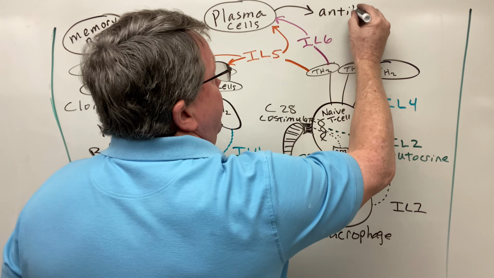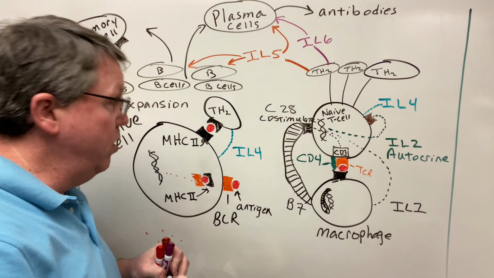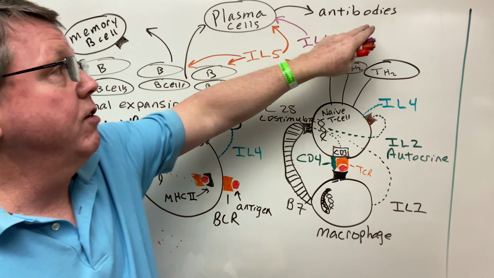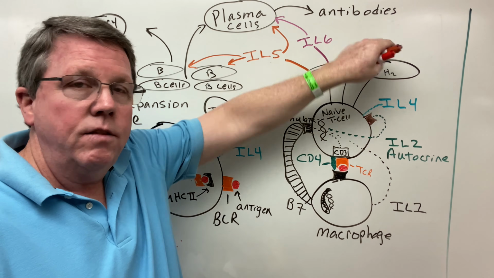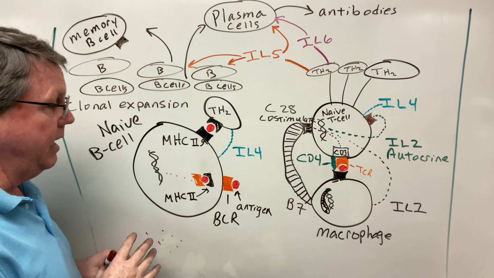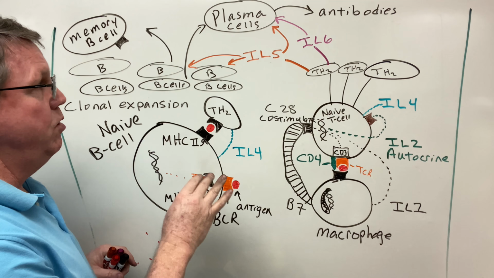And like we said before, what happens is in adaptive immunity, or in humoral immunity, we make antibodies, and then these are going to go out and they're going to attack the microbes that are still out in the body. All right, so that's basically it for our humoral immunity.